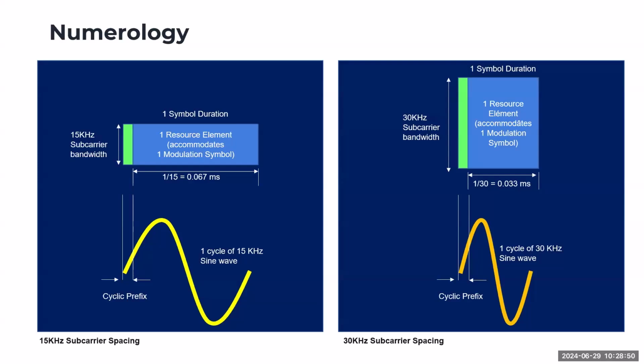Kung gaano kalapad lang yung subcarrier. Okay, so for example, we have 15 kilohertz, 30 kilohertz, 60, 120, 240 kilohertz. So the frequency domain bandwidth of a resource element will be equal to the subcarrier spacing. For example, increasing the subcarrier spacing by a factor of 2 will also increase the resource element bandwidth by a factor of 2. No? So that's basically it.